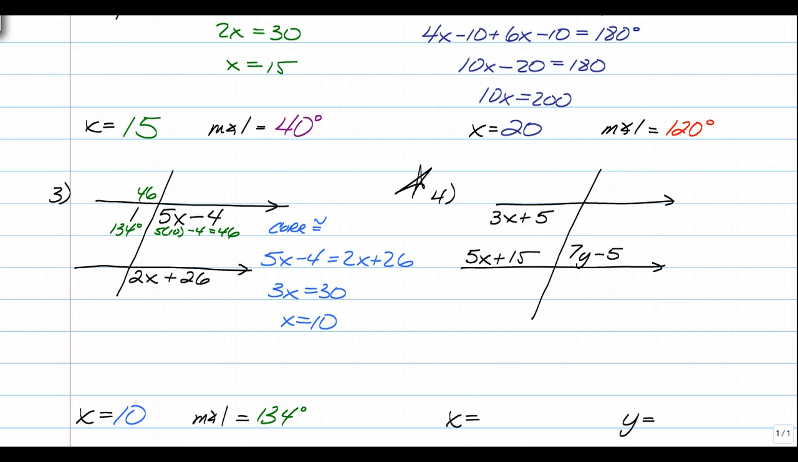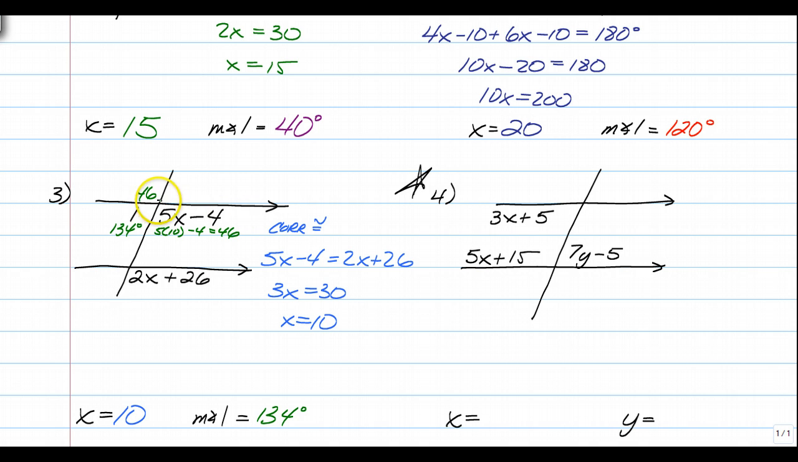If you got x equals 10 and the measure of angle 1 is 134, then you did this correctly. What you should have done is ask yourself what kind of angles they are. Since they're both on the bottom right of each intersection, they are corresponding angles, and corresponding angles are congruent. Set them equal to each other, solve for x, and you get 10. Once you substitute 10 into here, you'll get 50 minus 4, which is 46.